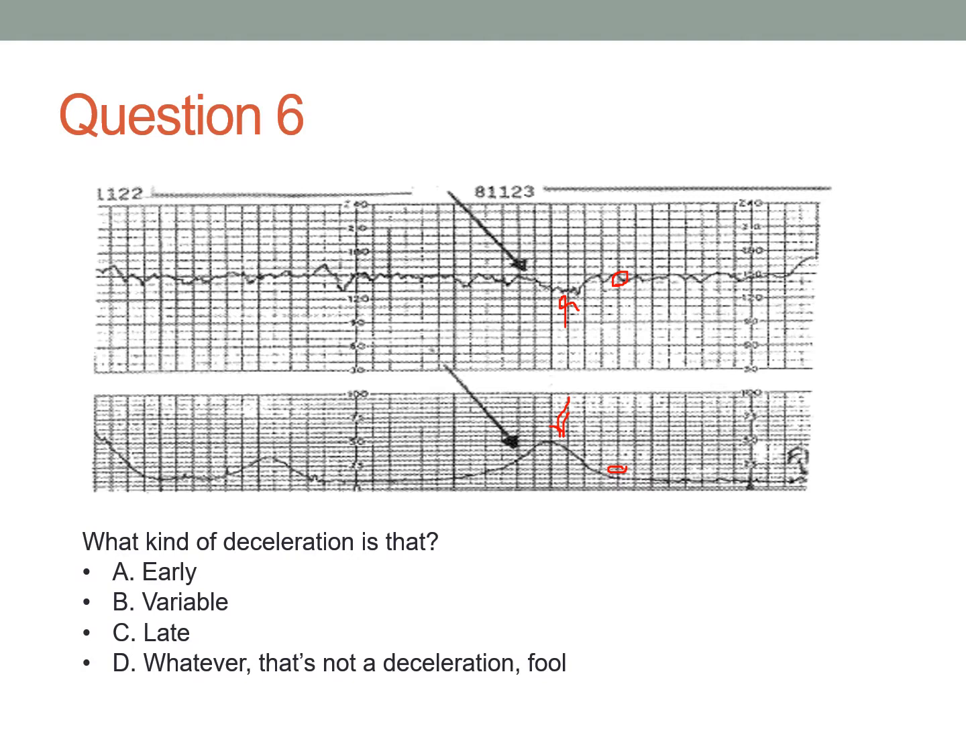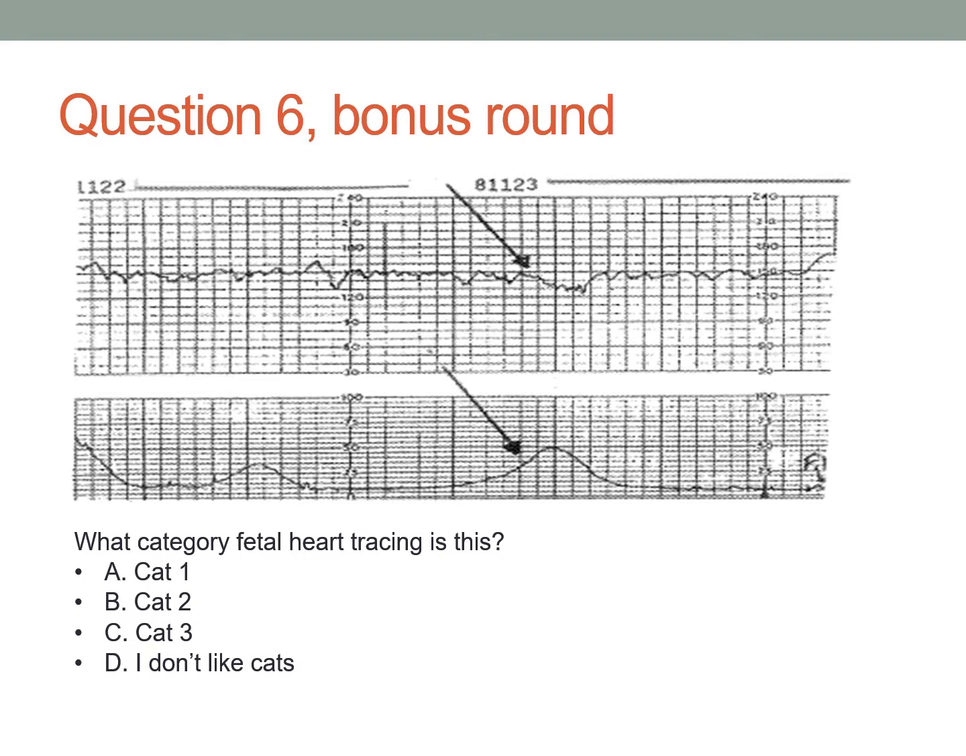If you remember, an early deceleration has no requirement for how deep it needs to be. In order to be a variable decel, it has to be abrupt, which this deceleration is not, and it has to go down by at least 15 beats per minute, which this deceleration does not. So answer here is A, an early decel. Question 6, what category heart rate tracing is this?